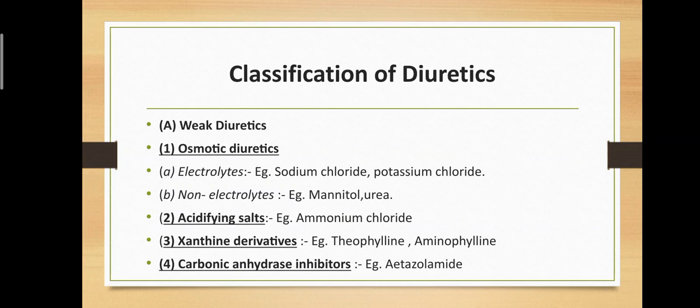First one, weak diuretics, which are also divided into four subtypes. Osmotic diuretics, which are also divided into two subtypes: A. Electrolytes, example sodium chloride, potassium chloride, etc. Non-electrolytes, example mannitol, urea. Second subtype, acidifying salts, example ammonium chloride. Third subtype, xanthine derivatives, example theophylline, aminophylline, etc. Fourth subtype, carbonic anhydrase inhibitors, example acetazolamide.